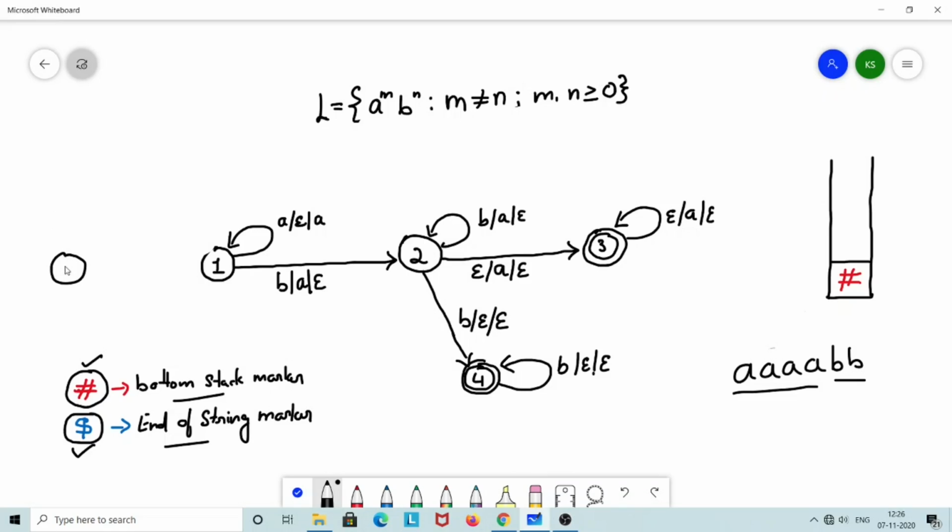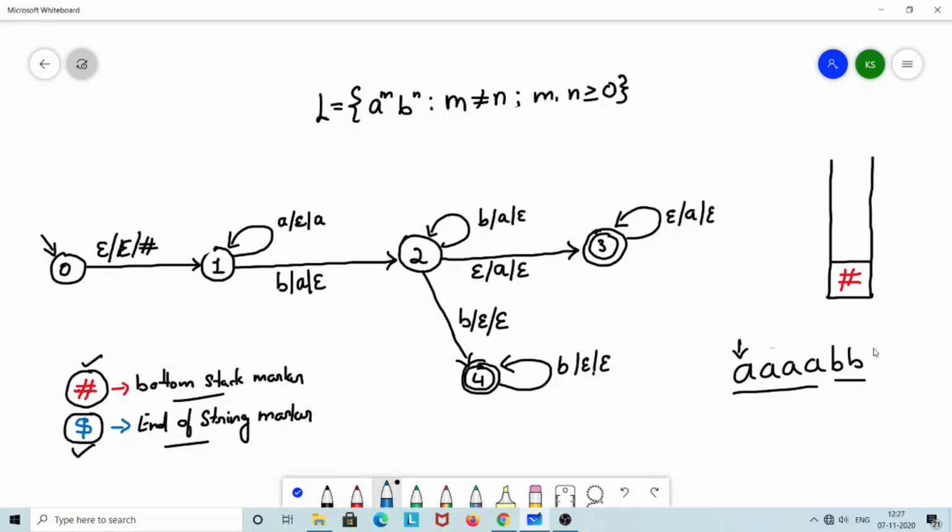So 0 will be the new starting state, and what do we do? We simply perform a push operation, pushing hash onto the stack. So upon epsilon, hash is pushed onto the stack. Initially we have hash. So in this case, before reading this A, I have pushed hash onto the stack, right?